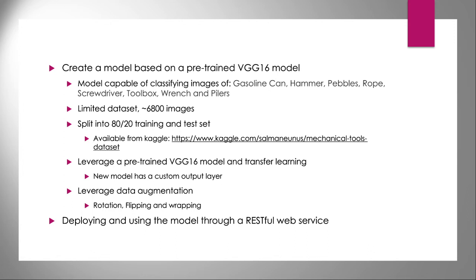It is then split into 80% training data and 20% test data. And as said, the new model has a custom output layer with the 8 output labels mentioned earlier. The data augmentation techniques include rotation, flipping, and warping of images. This enables the boosting of the training data.